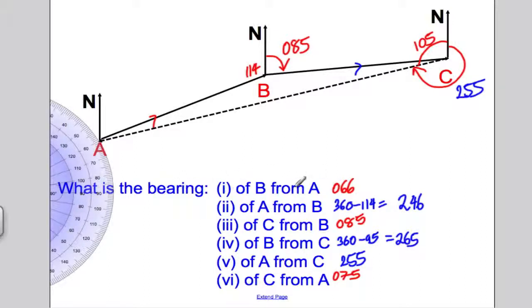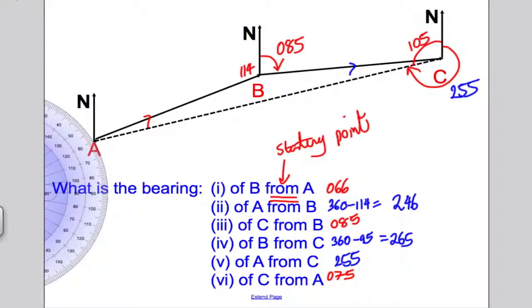Remember, from is the key word here. From tells you where you are starting, and of tells you where you are going to. So that tells you your starting point, and that's really the key. Okay, now a quick example on drawing a picture out using bearings. So let's have a look.